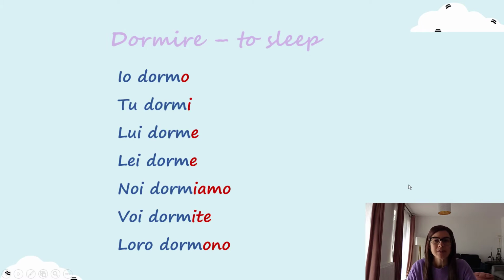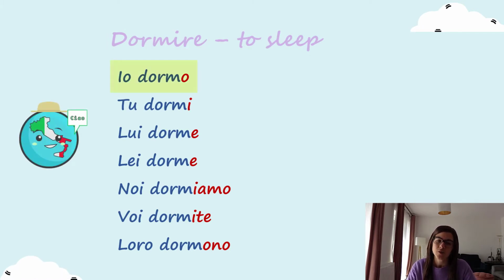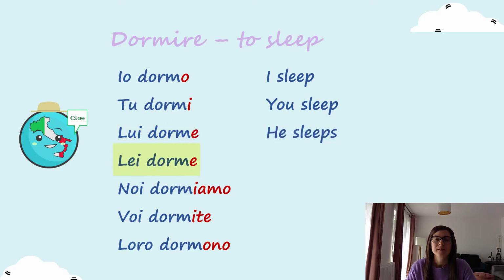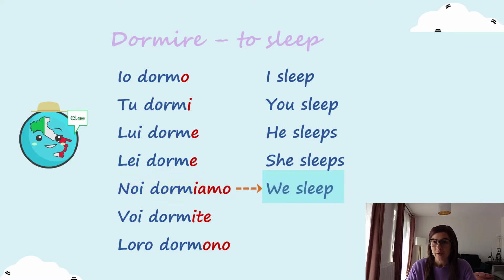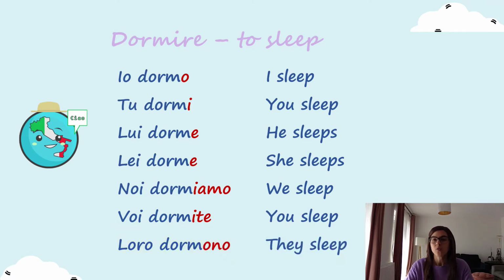Dormire, for instance. Dormire means to sleep. So how does it conjugate? It goes: io dormo, I sleep. Tu dormi, you sleep. Lui dorme, he sleeps. Lei dorme, she sleeps. Noi dormiamo, we sleep. Voi dormite, you sleep. E loro dormono, they sleep.